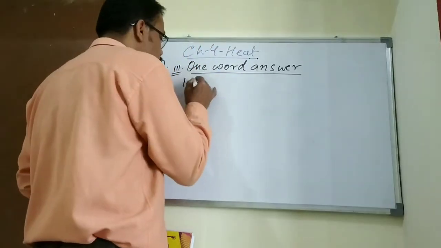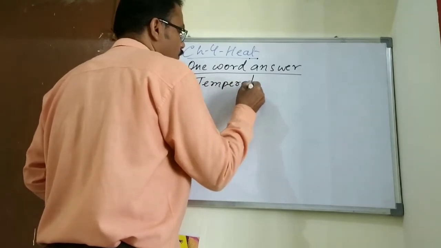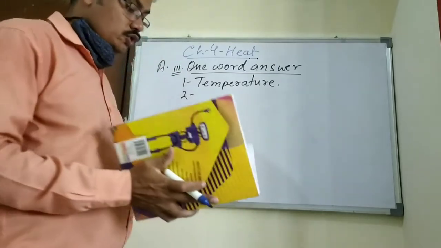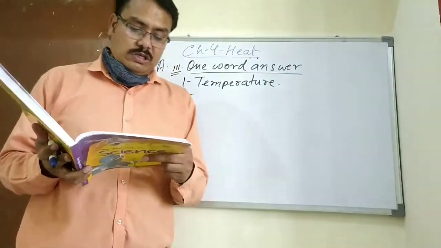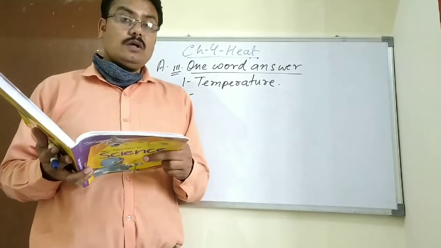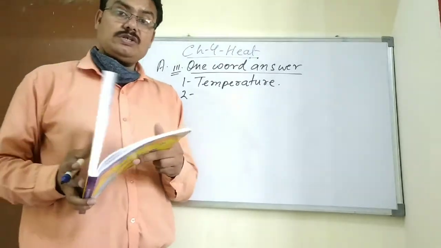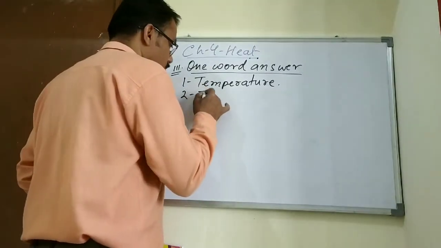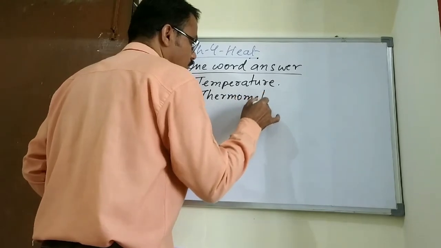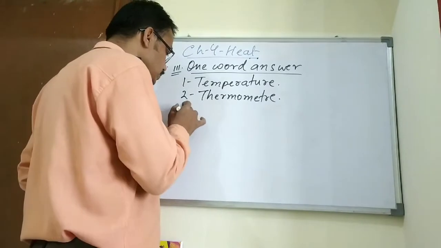So the first answer will be temperature. What is the second question? Instrument used to measure the temperature of a body. Name the instrument. Yes, very good. Thermometer. Thermometer is the instrument used to measure the body temperature.